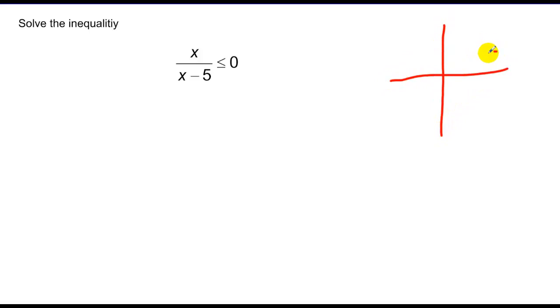This has a horizontal asymptote of 1, a vertical asymptote of 5, x-intercept of 0, y-intercept of 0, and I know this graph looks similar to this from what we've studied so far. Now we want to know when this graph is less than 0.